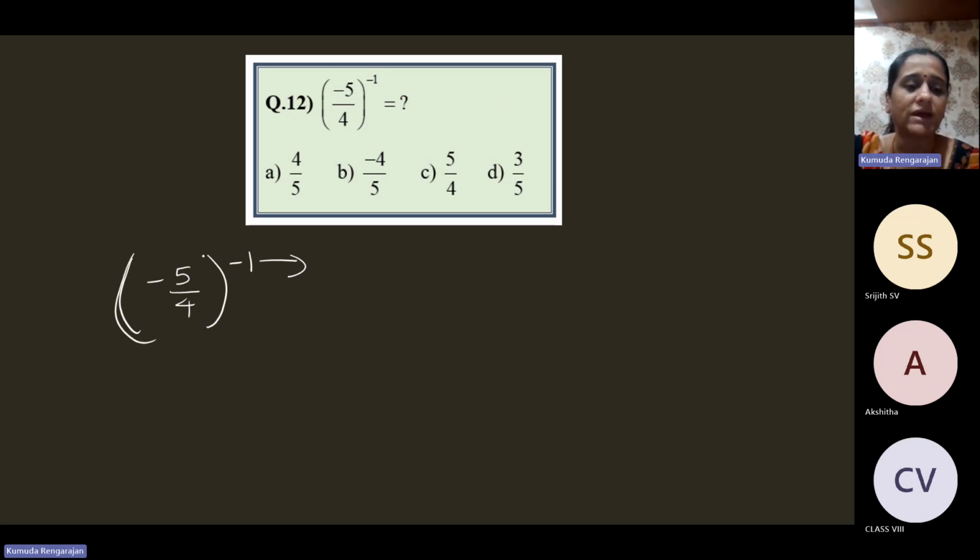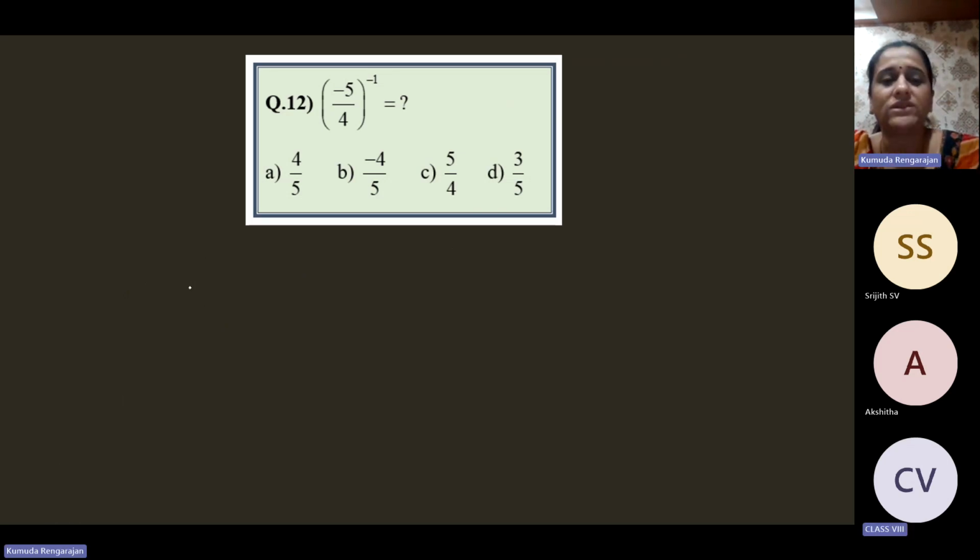So what do we have in the bracket? -5/4. What's the reciprocal of -5/4? -4/5. That's the answer. So the power -1 means write the reciprocal of the rational number inside the bracket. Correct, ma'am. Yes, ma'am. Minus 4/5, ma'am.